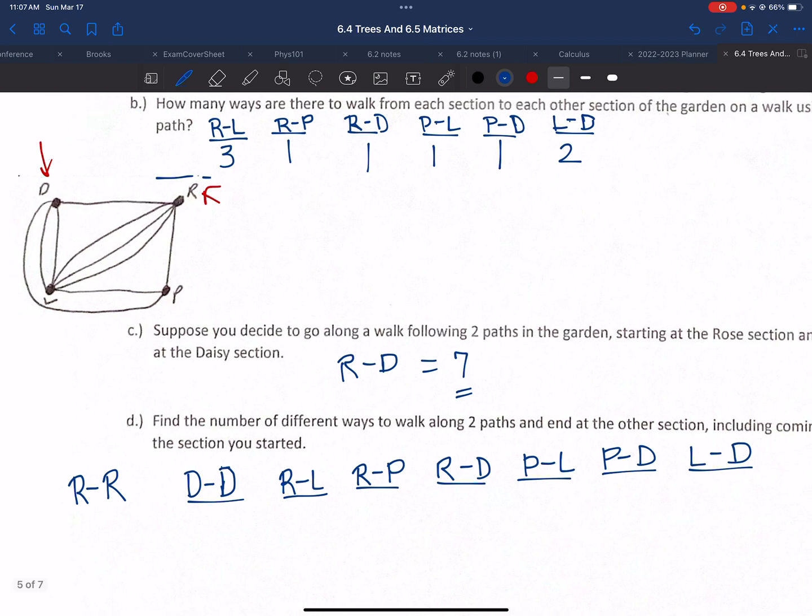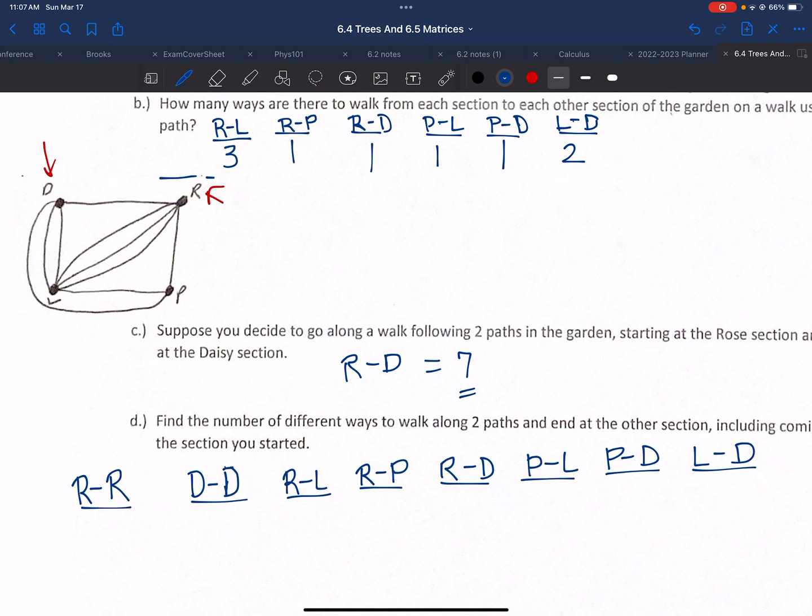Okay, so we did that first one together. Let's do the doubles here. So to get from rose to rose, I can go down the top and up the middle. That's 1. I can go down the top and up the back. That's 2. I can go down the middle and up the front. That's 3. I can go down the middle and up the back. That's 4. I can go down the back and up the front. That's 5. I can go down the back and up the middle, and that's 6. So I have 6 ways to get from rose to rose.